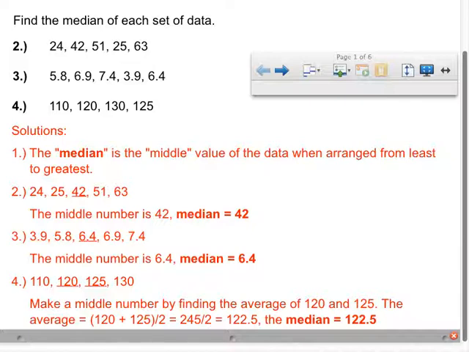So it works out with what you said, but it's always going to work if you take those two numbers, add them together, divide by 2, you're finding the average. Okay? All right. Any questions?